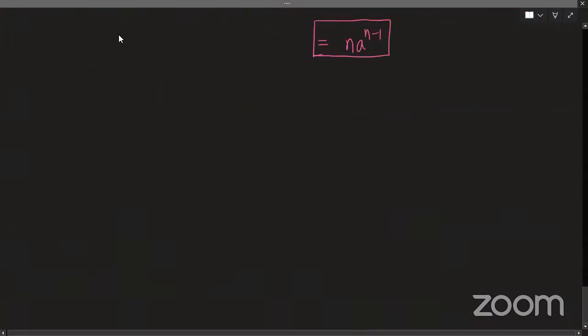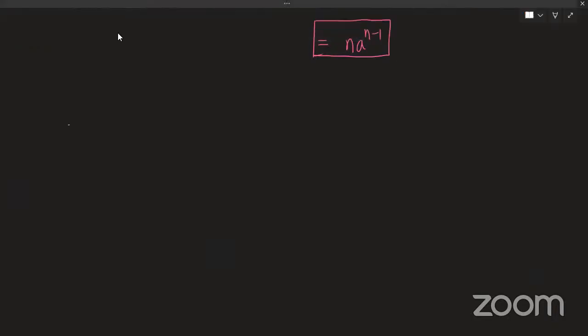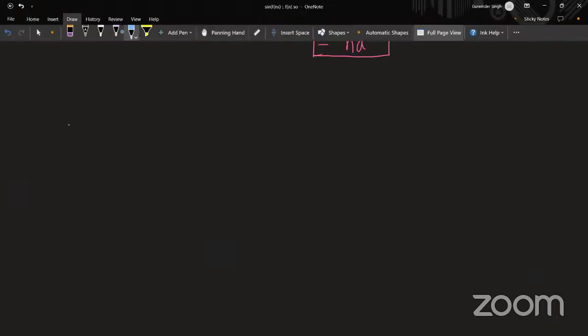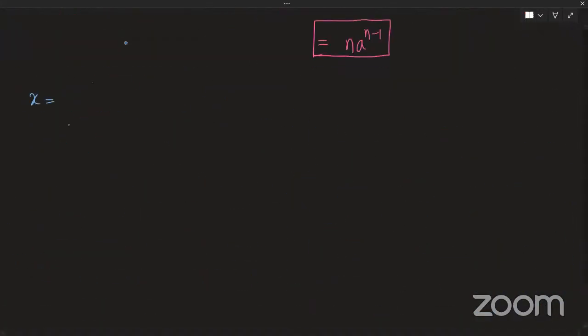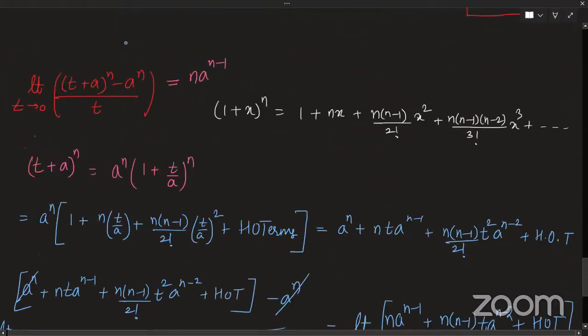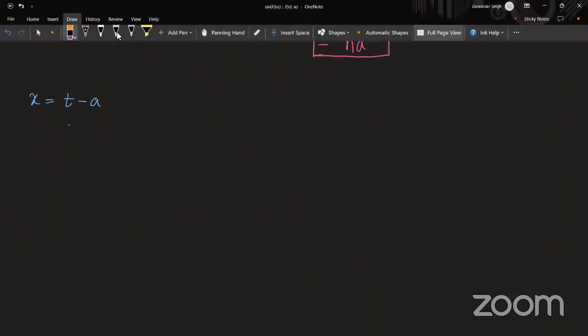Now, just changing this limit a bit. I hope you all remember the change of variables that we were discussing yesterday. How do we change the variables? In this, I am asking you to take a variable x that is t minus a. Can we do this? Okay, let us take it as t plus a.